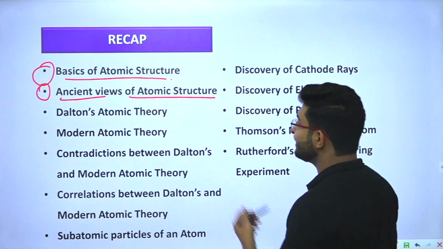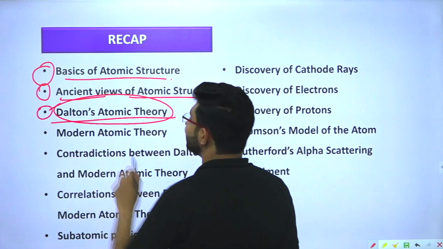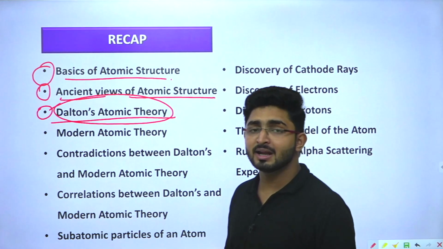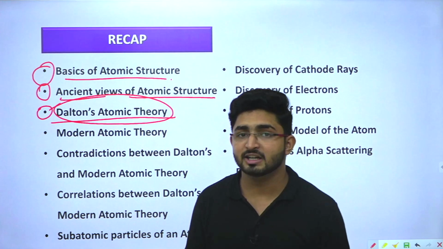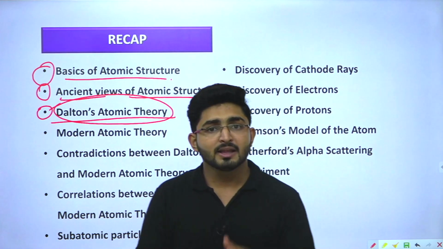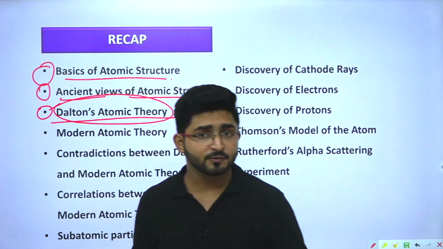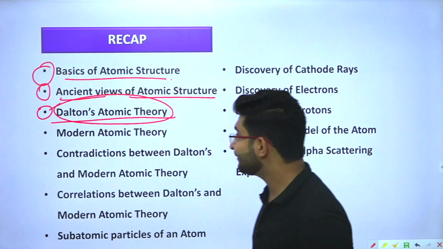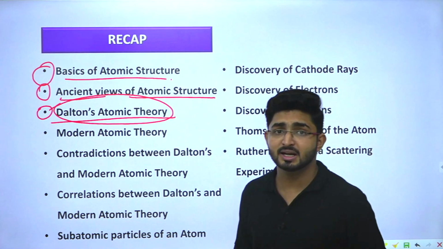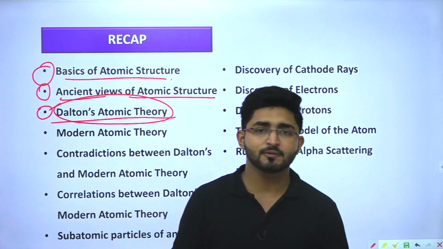Okay. Then we have studied Dalton's atomic theory. In this theory, we have studied 4 to 5 postulates in which Dalton stated that atom is indivisible particle and it cannot be divided further. He also stated that the atoms of same elements look alike and atoms of different elements are different from each other. These were the postulates that he gave, and the fourth postulate that he stated was that atoms of different elements combine to form a compound in a fixed ratio.